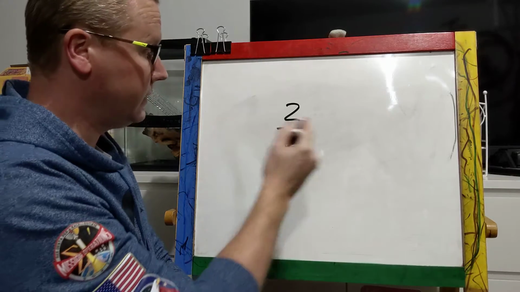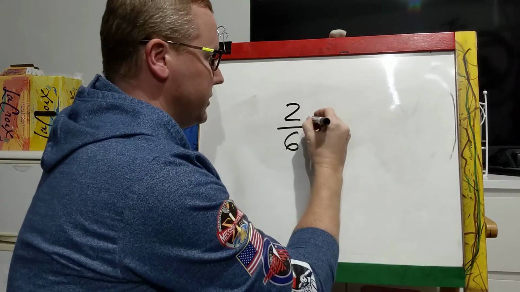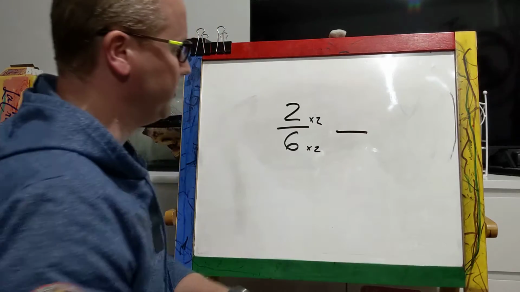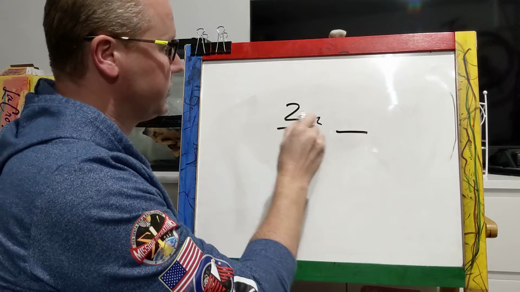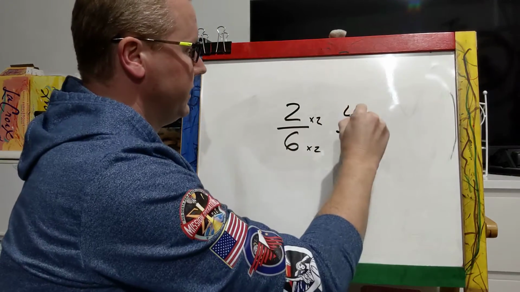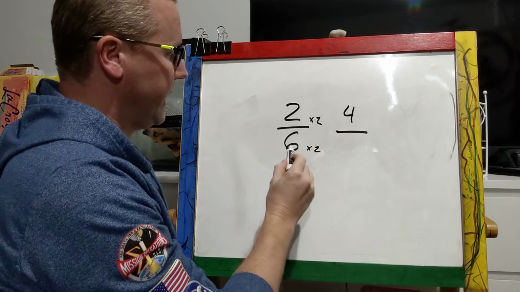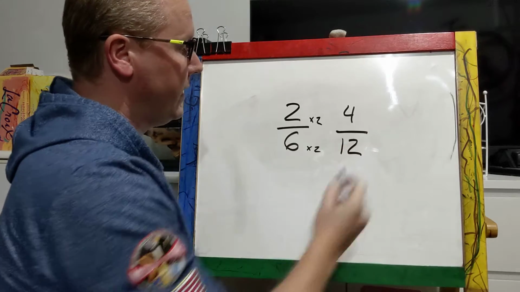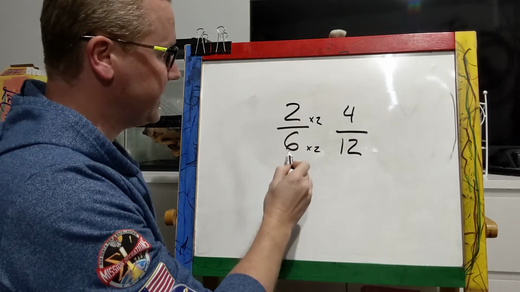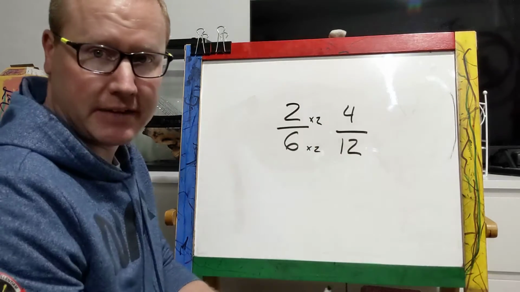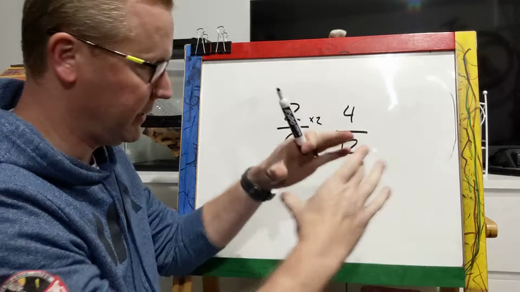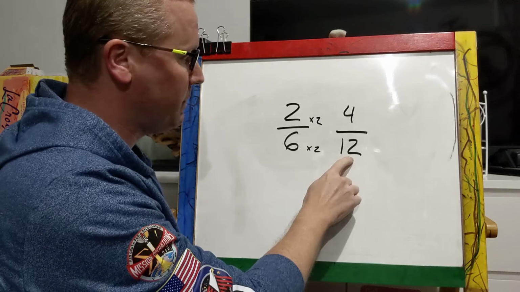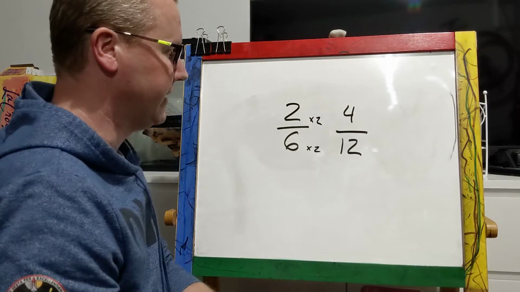So you can do a couple different ways. You can multiply top and bottom by 2 to get an equivalent fraction. So 2 times 2 is 4, and 6 times 2 is 12. So 2/6 is the same amount: if we were to break up a pizza into 6 pieces and eat 2 of them, it's the same as breaking the same pizza into 12 pieces and eating 4 of them.